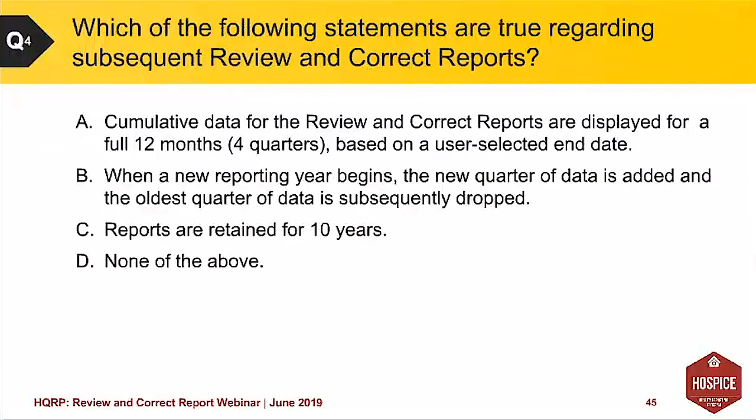Second question here. Which of the following statements are true regarding subsequent review and correct reports? A, cumulative data for the review and correct reports are displayed for a full 12 months or 4 quarters based on a user-selected end date. B, when a new reporting year begins, the new quarter of data is added, and the oldest quarter of data is subsequently dropped. C, reports are retained for 10 years. Or D, none of the above. So again, we'll give you a minute or two here to plug in your answers.